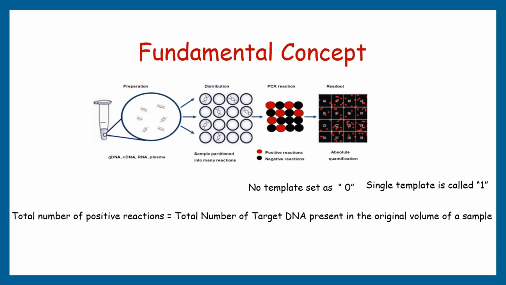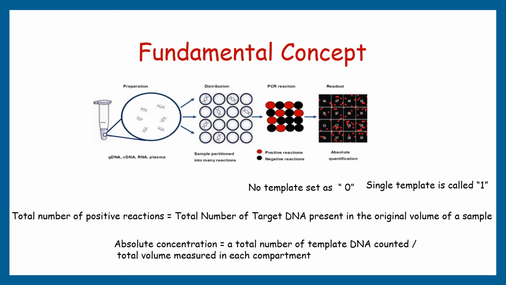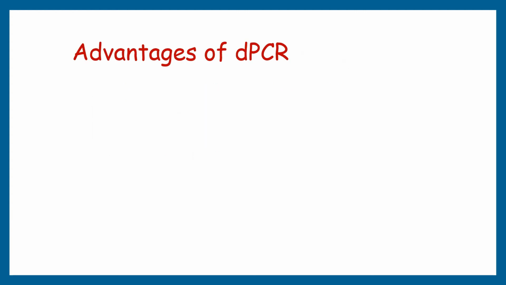The absolute concentration of total volume is calculated using this equation: absolute concentration is equal to the total number of template DNA counted divided by the total volume measured in each well or microvolume reaction. So what are the advantages of using digital PCR?